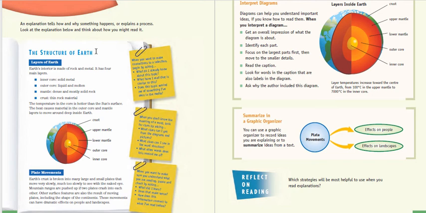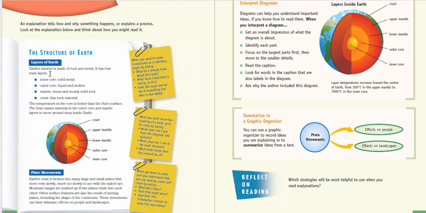So when I look at how I might read it, I think about first looking at the headings. So the headings are the layers of the earth, plate movements, and then there would be the diagrams that I would look at. So when I read the structure of the earth, I know that two subheadings, layers of earth and plate movements, are going to be the two topics that we're going to be reading about within this explanation. So let's read.